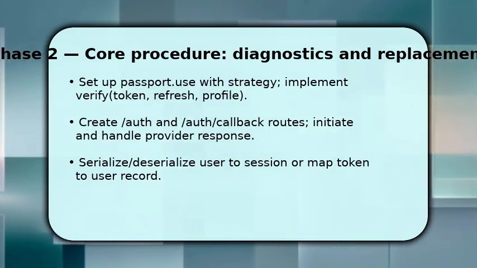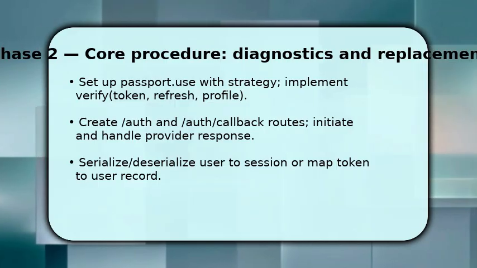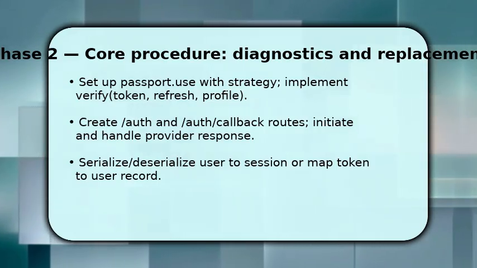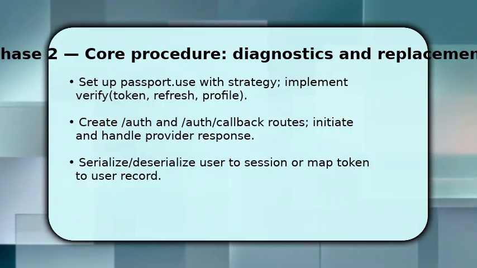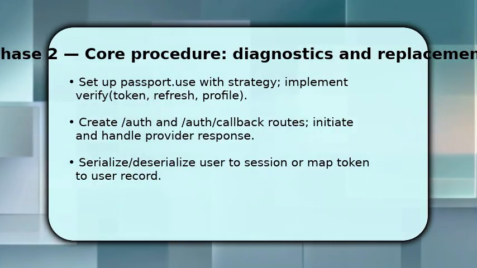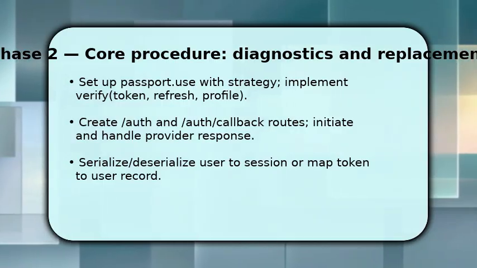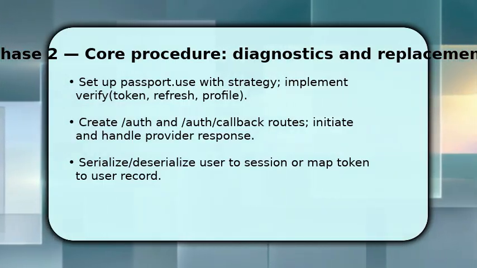Configure Passport.use with your OAuth 2 strategy, providing a verify callback that accepts access token, refresh token, and profile, persist or map tokens to a user. Next, add an /auth route that calls Passport.authenticate to redirect the user to the provider.